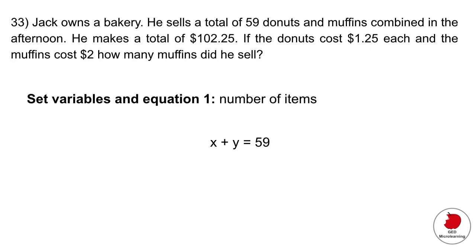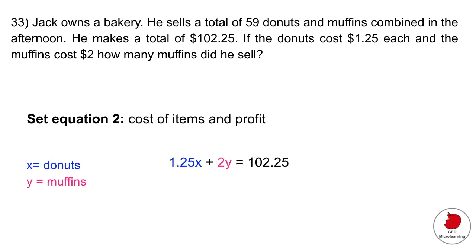Okay, so first of all, you want to set two equations. The first one has to do with the number of items. They tell us in the question that he sells two products, donuts and muffins, and together he sells 59 of these items. So we have x plus y is equal to 59, and we'll just call x the donuts and y the muffins. Here you want to solve for one of these values, so we'll solve for x like that. And we're going to forget this equation for a second.